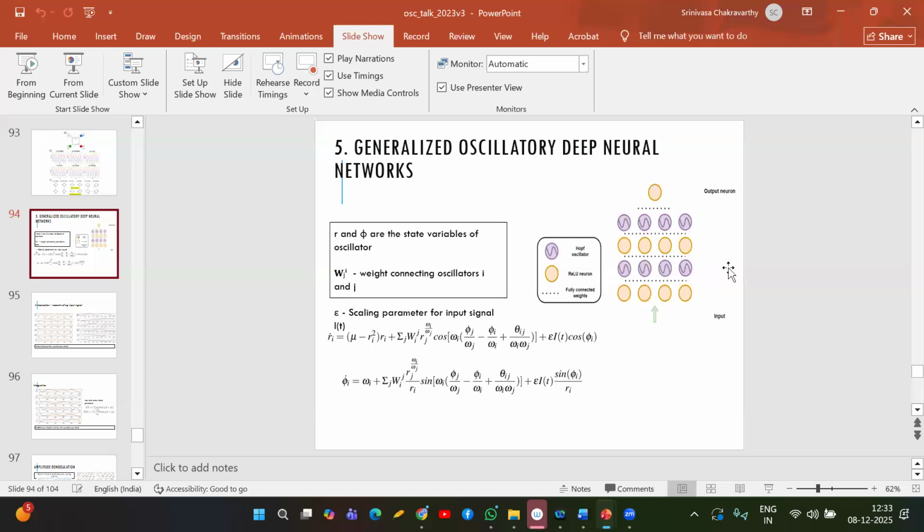Both flip-flops and oscillators give you more compact networks, with fewer parameters. Oscillators are important because you can interpret the signals in terms of frequencies and all that. Okay, sir. Thank you.